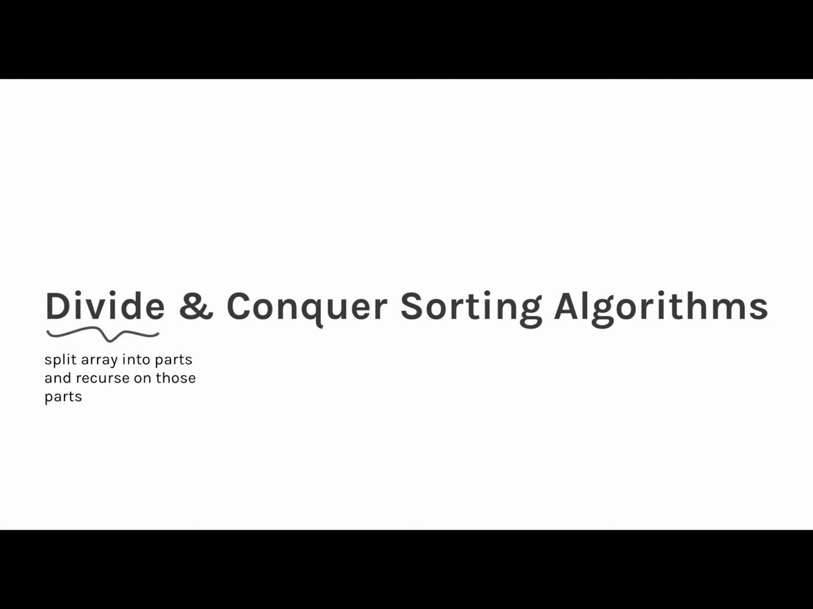Okay, now we're moving on to another class of sorting algorithms, still within comparison-based sorting, but the approach is called divide and conquer. Divide because we're splitting our collection into parts, and then we recurse on those parts. And then conquer the parts. Conquer means we do something with the parts to make them sorted.